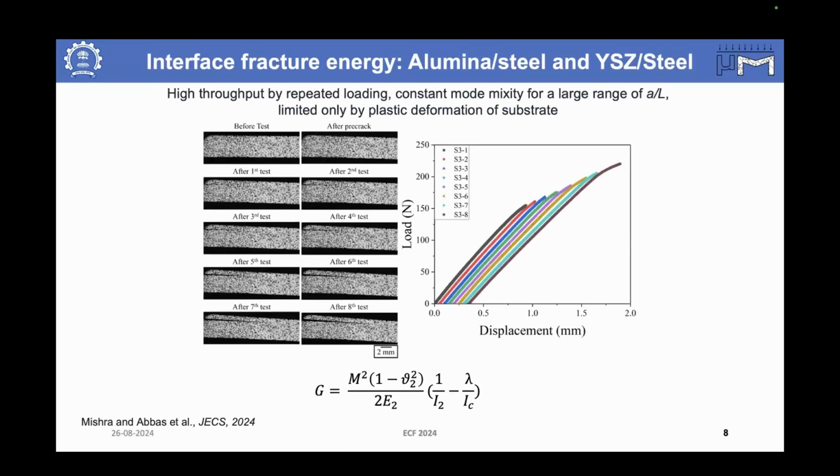Here are some of the images of the sample before the test. This is after pre-cracking. This is after the first test, second test, and on and on. So I can do a lot of tests with just one sample. And this is the load versus crosshead displacement curves of one sample on which 8 tests have been done. Here you can see there is a slight deflection in the load versus displacement curve, which indicates that whenever the crack starts to grow, the stiffness of the sample will drop, and this keeps happening in every experiment.